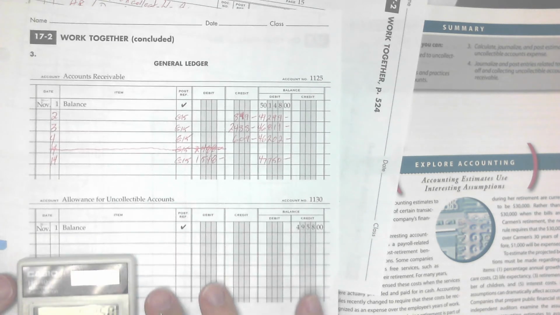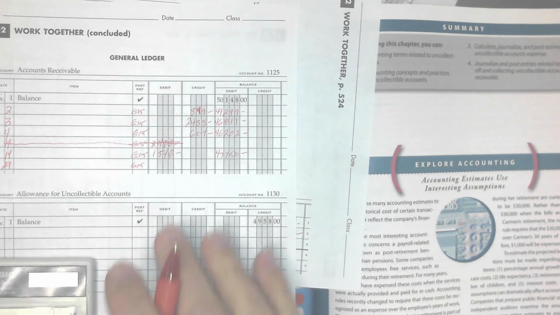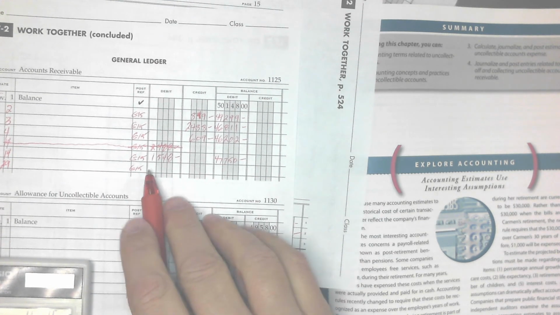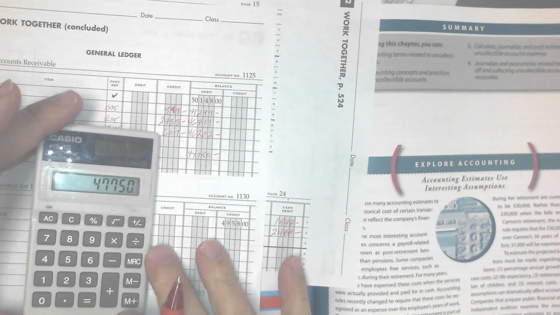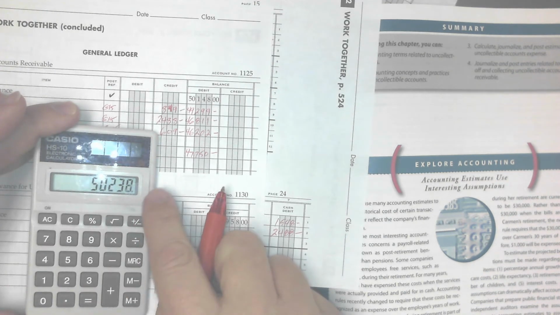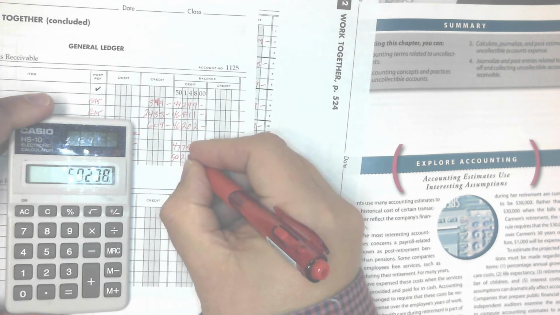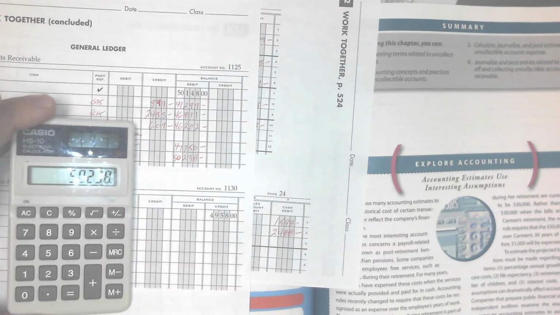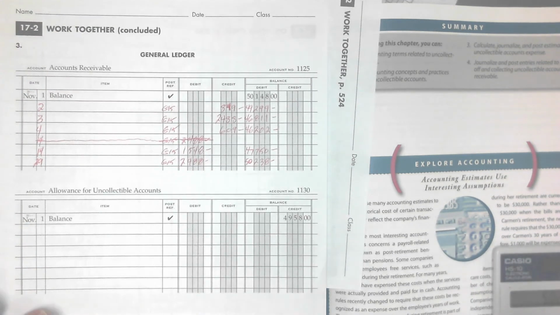Okay. Now I've got our last one on the 29th. So that was 2488. So we'll add 2488 to that one. $50,238. So there's the top part.